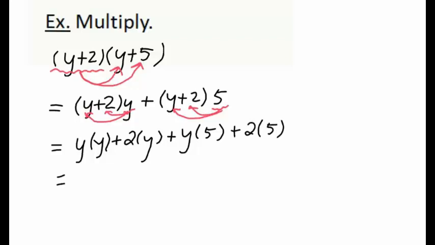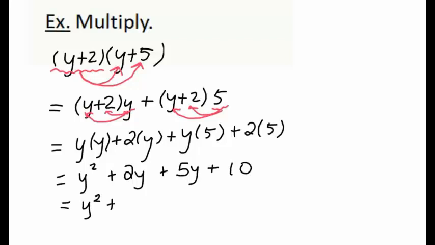And we can go ahead and simplify this. Our first term should be y squared. Then we'll have plus 2y plus 5y. And 2 times 5 gives us 10. Our last step is just to collect together our like terms. We should get 2 plus 5, which is 7y in the middle. And we leave our y squared and 10 at either end.